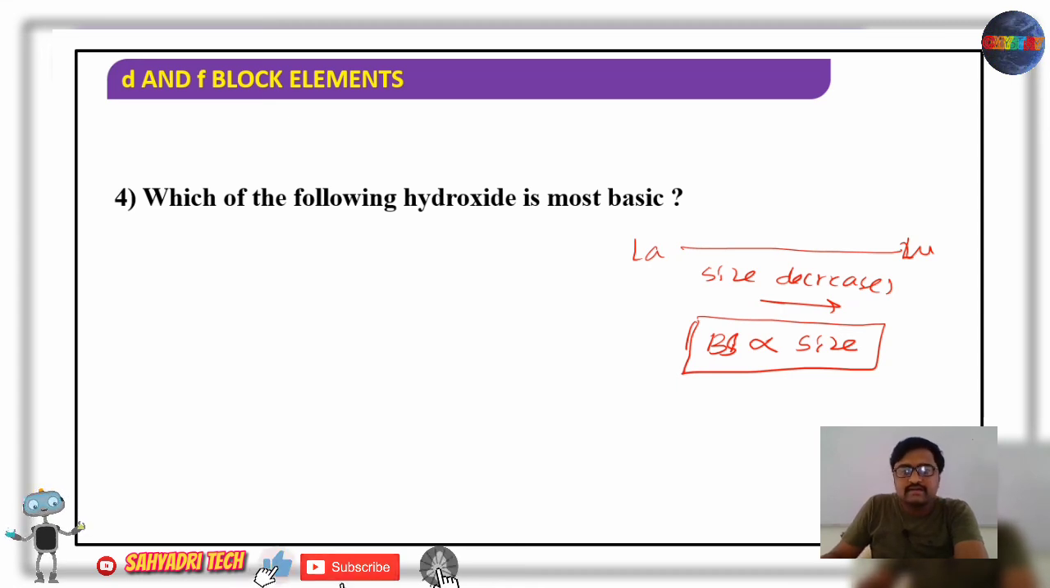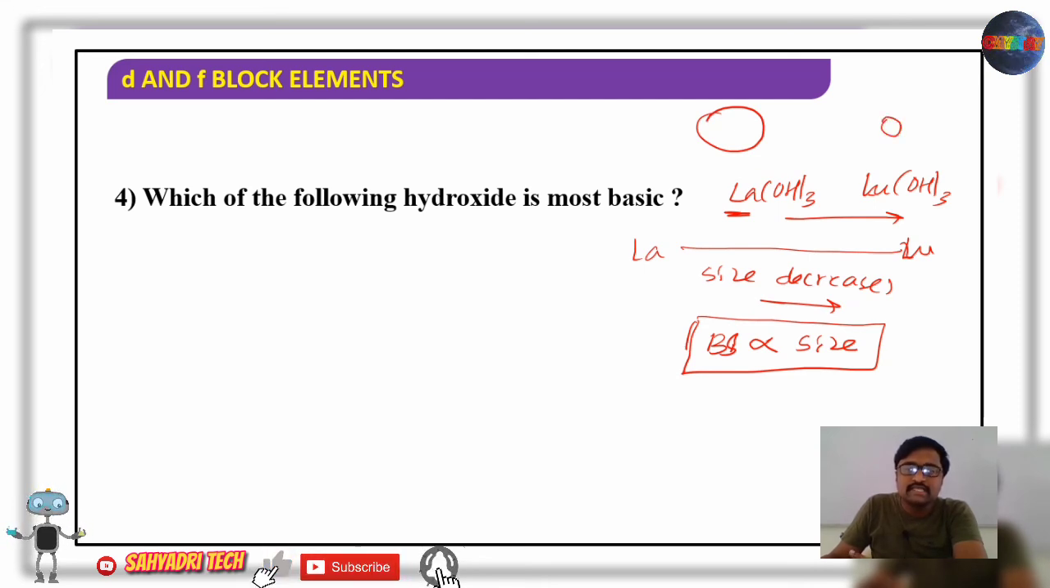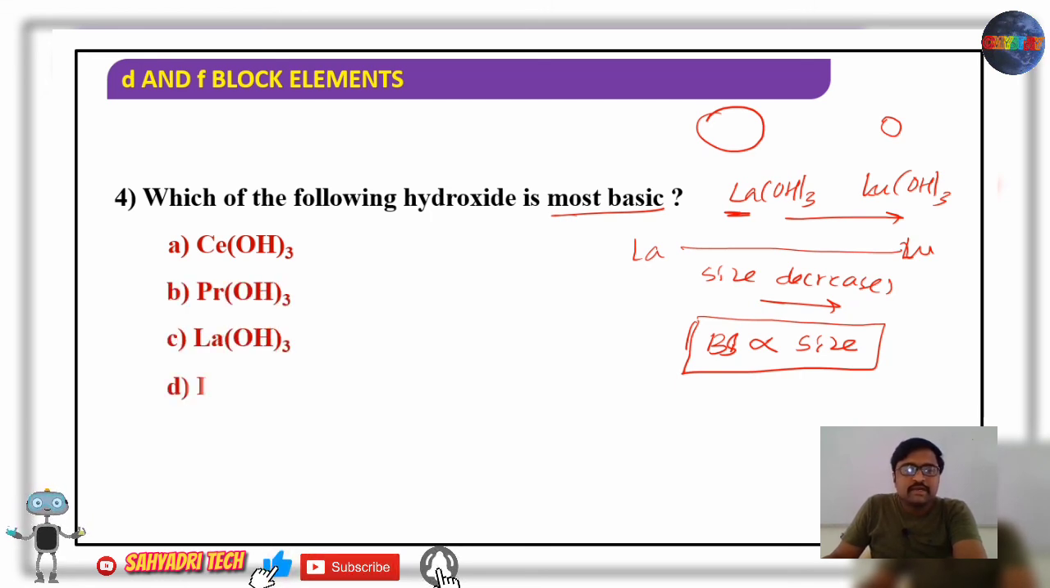So hydroxides, say lanthanum hydroxide, La(OH)3, lutetium hydroxide, Lu(OH)3. Means if you compare the basic strength, here lanthanum size is large, lutetium size is less. As size decreases, basic strength also decreases. So what they are asking, which of the following hydroxides is most basic? Means the one having larger size will be the most basic. First we look at the options. Cerium hydroxide, praseodymium hydroxide, lanthanum hydroxide and lutetium hydroxide. Which one is more basic? Lanthanum hydroxide is most basic. What is the least basic? It is the lutetium hydroxide. Okay, well.